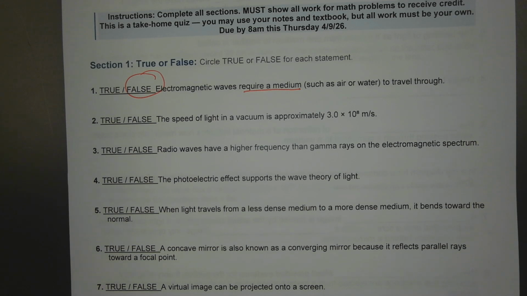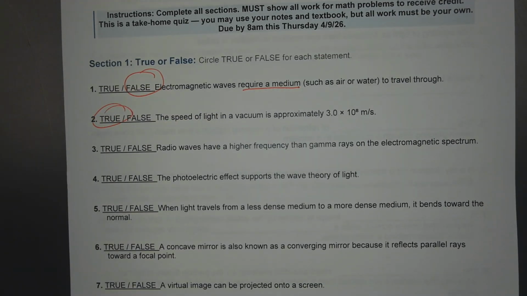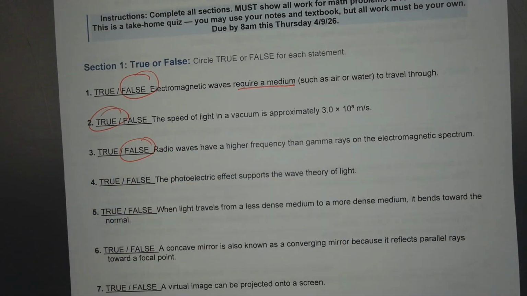You can't help that. The speed of light in a vacuum is about 3 times 10 to the 8th power. Not only is that true, but don't forget, we also consider that to be the same speed as it passes through our atmosphere or air. Just in case, I like to toss in extra notes as a reminder. Number 3 says that radio waves have a higher frequency than gamma rays on the electromagnetic spectrum. Absolutely false.